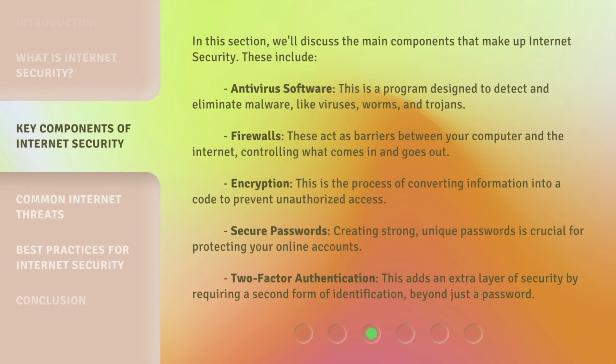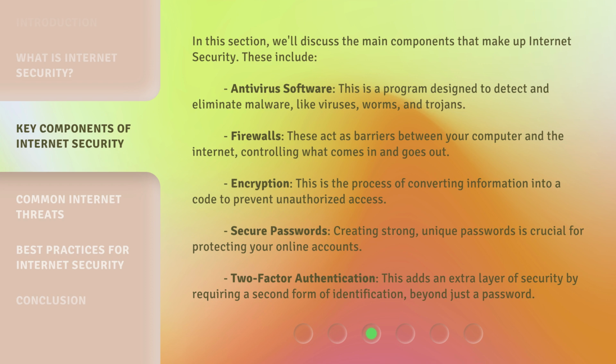In this section, we'll discuss the main components that make up Internet security. These include antivirus software. This is a program designed to detect and eliminate malware, like viruses, worms, and Trojans. Firewalls. These act as barriers between your computer and the Internet, controlling what comes in and goes out.